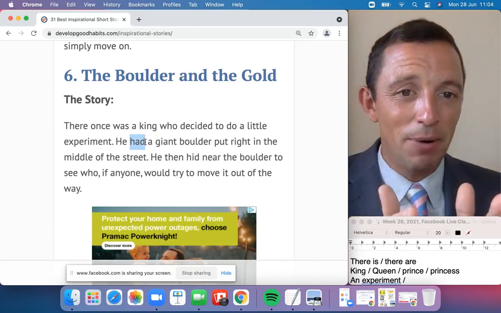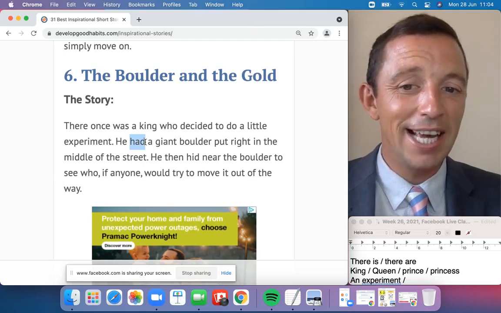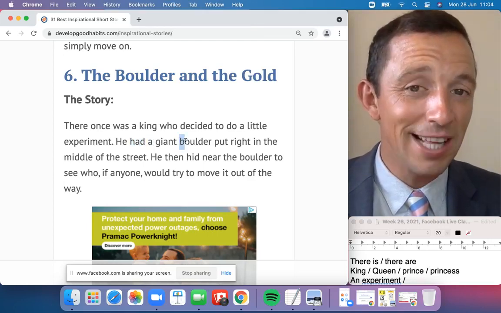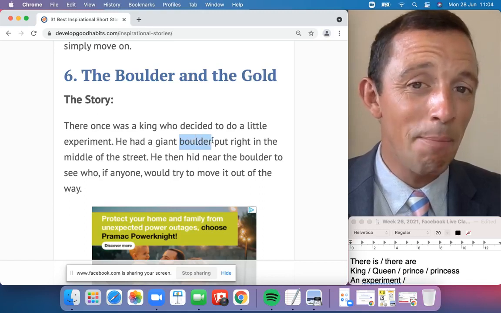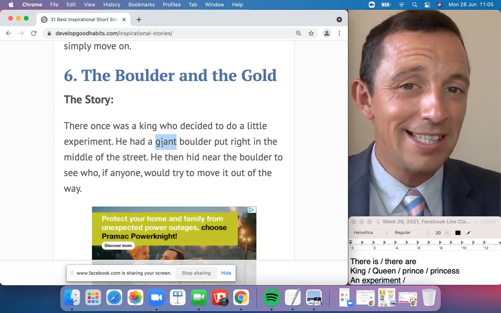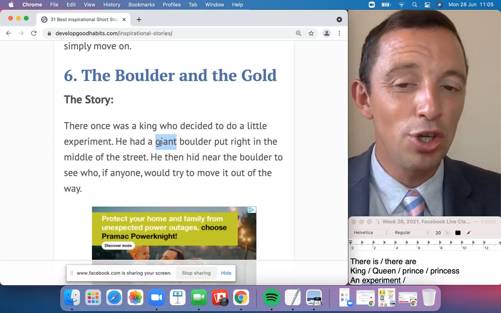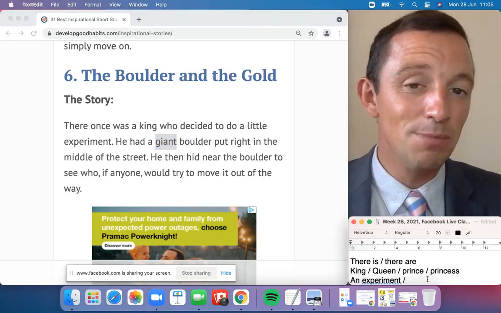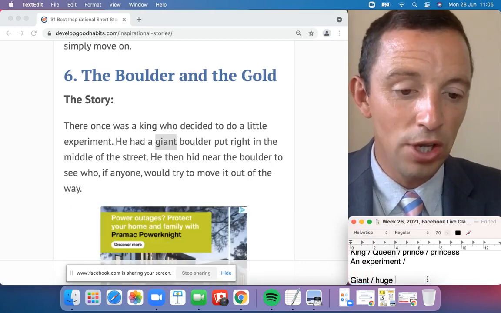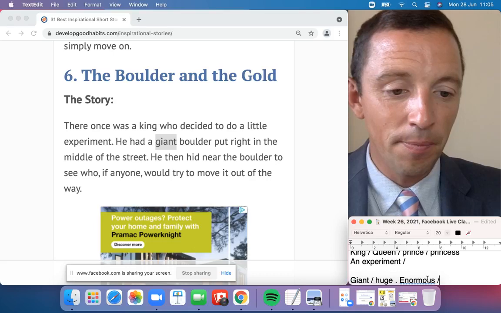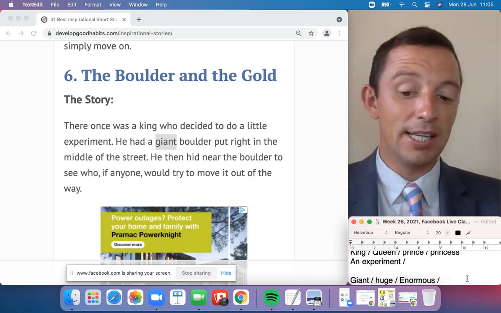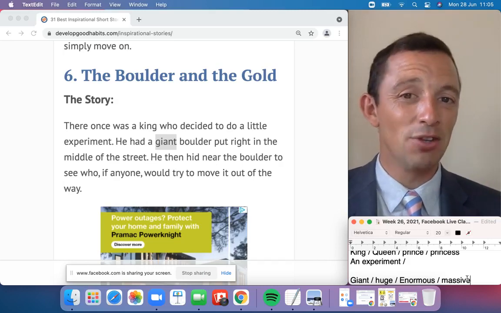I have in the present and the past I had. So the king had, again, an indefinite article for the substantivo, for the noun, and the noun is a boulder, and the adjective is a giant boulder. So giant is enormous, massive, huge. They're the typical synonyms we use for giant. You can say huge, enormous, gigantic is another possibility, and massive maybe is another one.